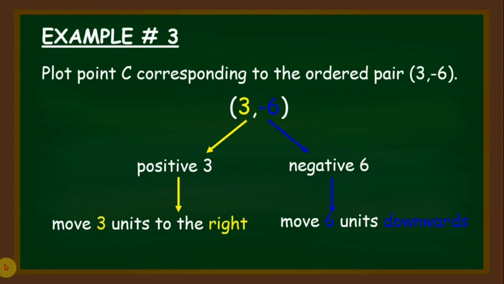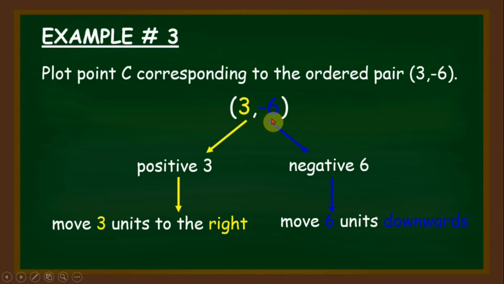Let us now have our third example. For example number 3, we are asked to plot point C corresponding to the ordered pair (3, -6). So in this case, our y has a negative sign. For the x, which is still positive, we just have to move 3 units to the right.